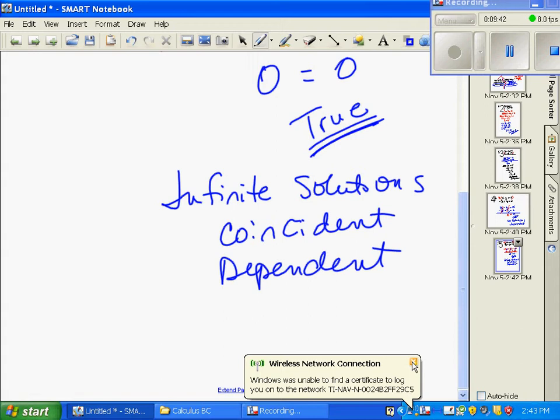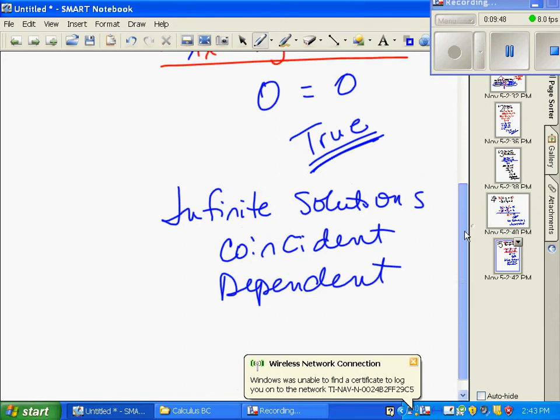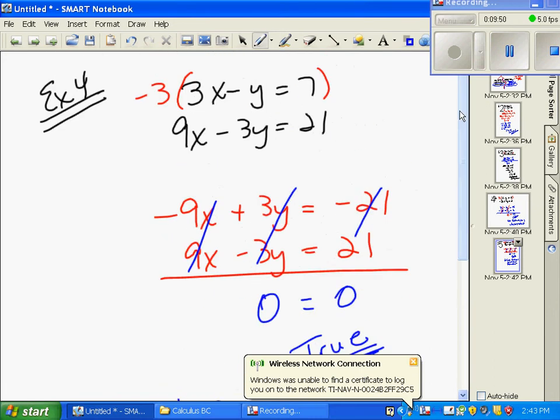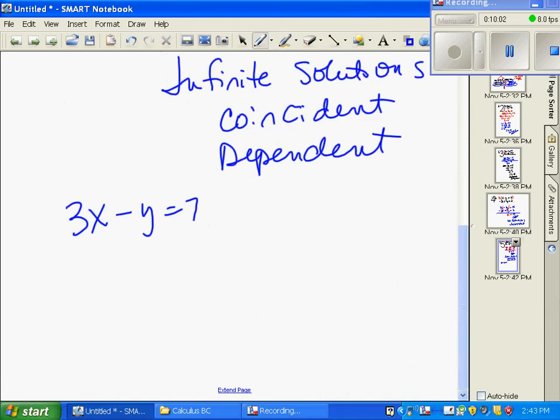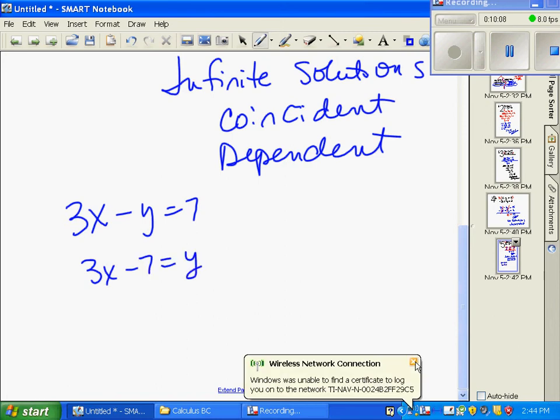Now, how do I write the equation? We write the equation by looking up here. I can look at this equation, 3x minus y equal to 7. Take that first equation. Can I very easily get x or y by itself? And that answer is yes, I can. 3x minus 7 is equal to y.